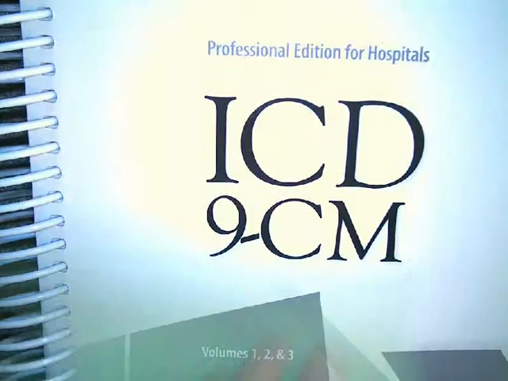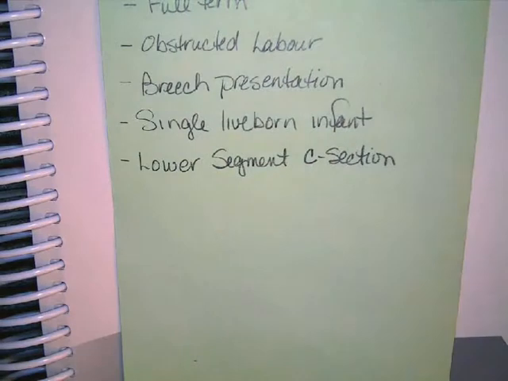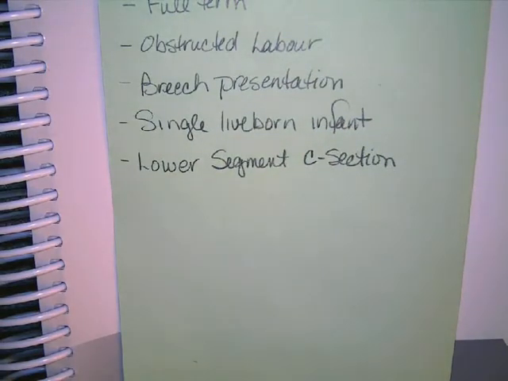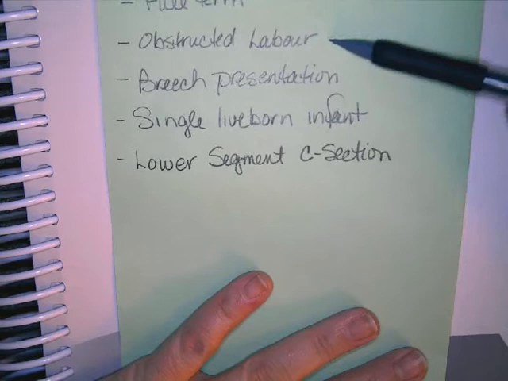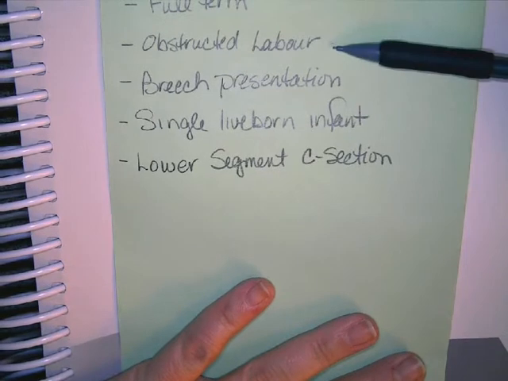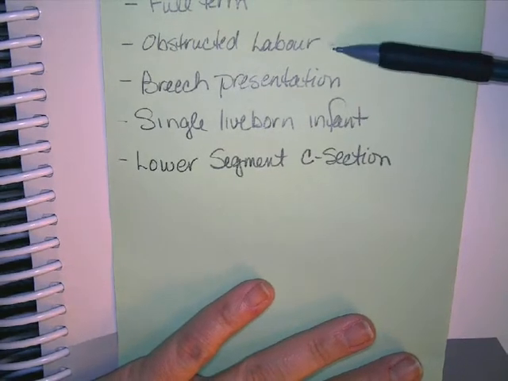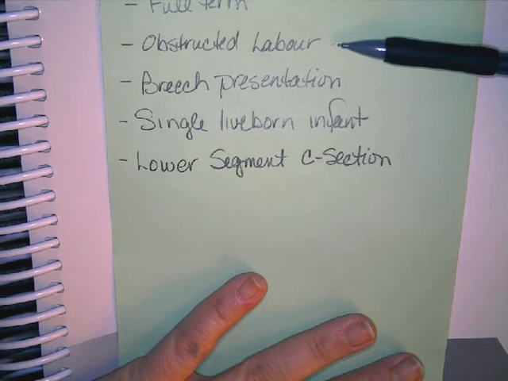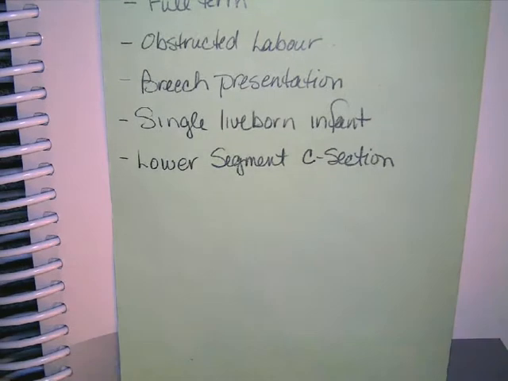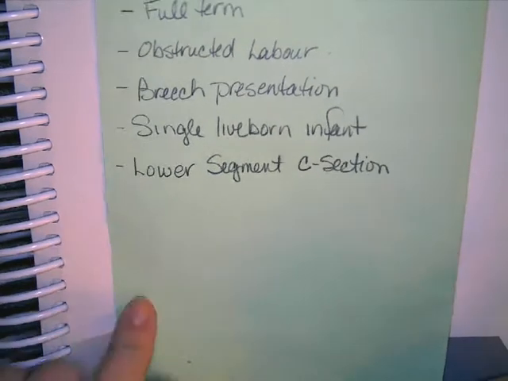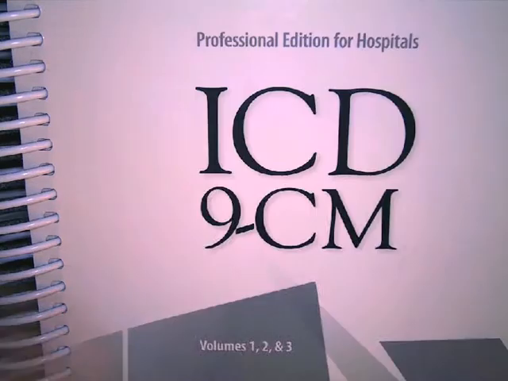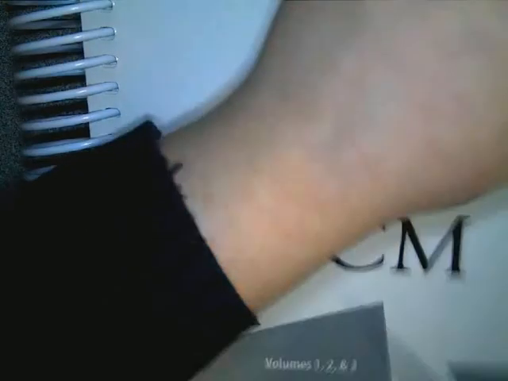Okay? All right, so the first thing we have to think about is, she has what? What is going to be our principal diagnosis here? Well, why did the woman come in? Did she come in for obstructed labor? No, she didn't. She came in for delivery, right? Do you remember when I said if you deliver a baby, that's your principal? She delivered a baby. That's what she did, right? So let's look up maybe delivery as our main term, okay?